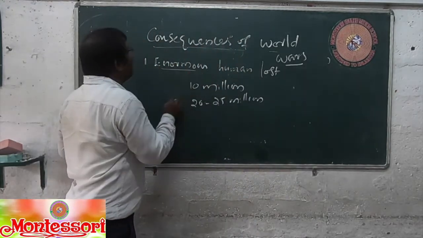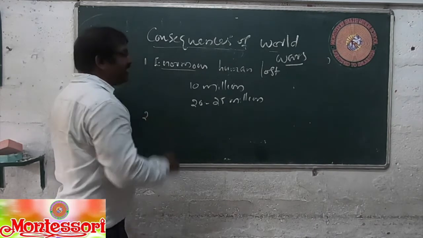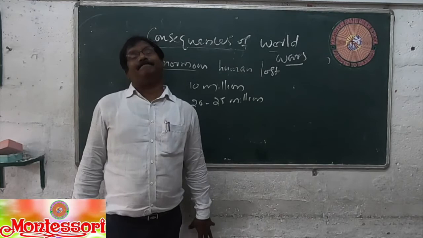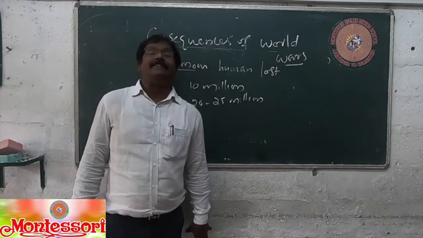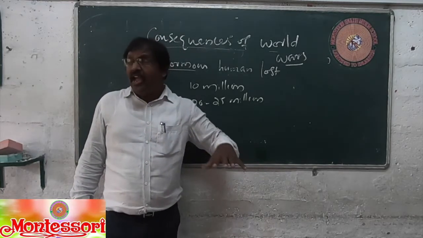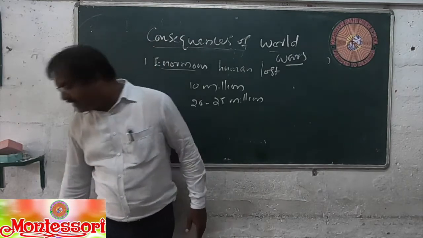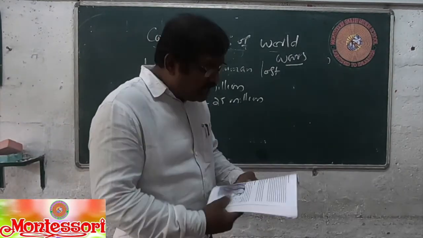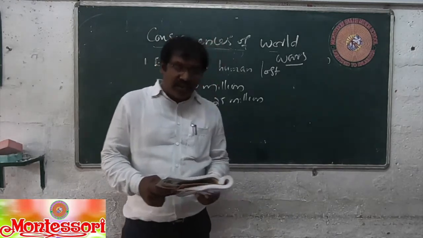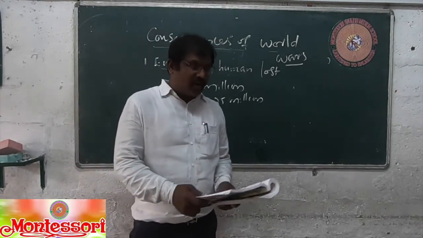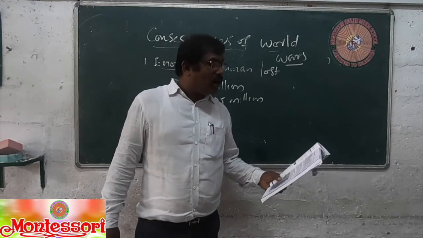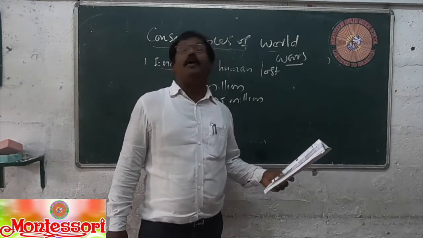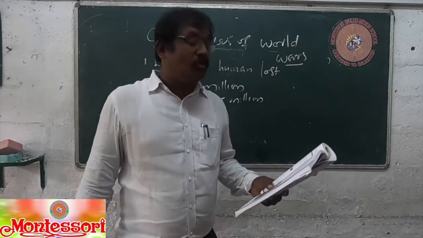Enormous human loss. And the next one is democratic principles asserted. And many empires came to an end. If you take the textbook, we see that democratic principles asserted. We can see here many empires came to an end. We can say that during the First World War, we can see the end of the Austro-Hungarian Empire, the Russian Empire, the Ottoman Empire and the German Empire. All these empires came to an end.